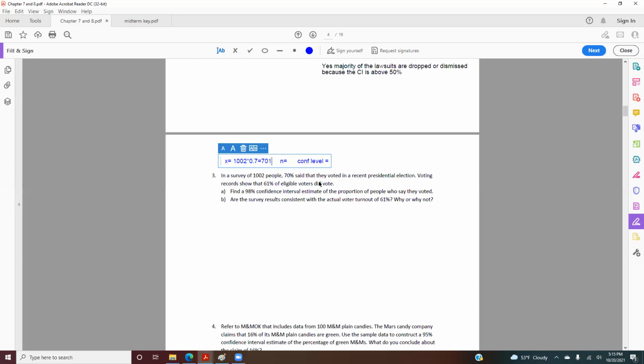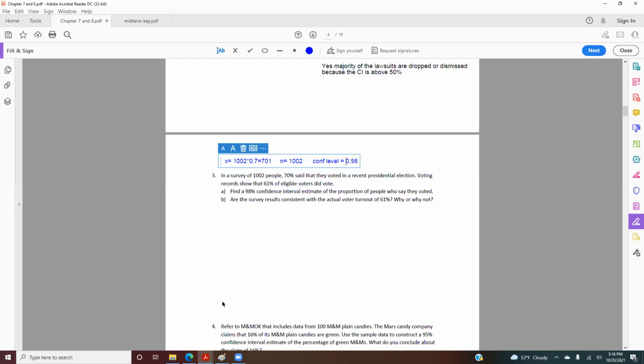Okay, so one thing: please don't put 701.4 in your StatCrunch. It will give you an error because of the decimals. And 0.4 is small enough that you cannot round up. And what is your n in this case? 1002. And the confidence level? 0.98. This is found in part A, 98% confidence interval.